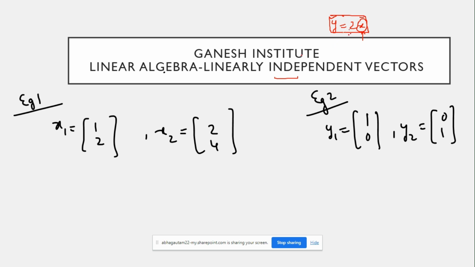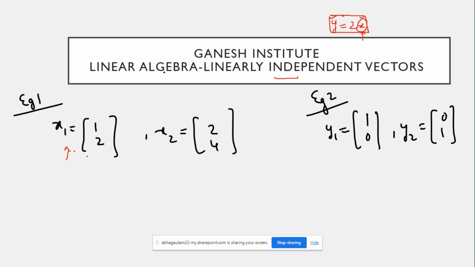Okay, so what do we mean by linearly independent? When two or more vectors can be written as a linear combination, okay, if they can be written in the form of linear combination, they are linearly dependent. And if they cannot be written in the form of linear combination of each other, then the condition is called linearly independent vector condition. Okay, let's see how it works.